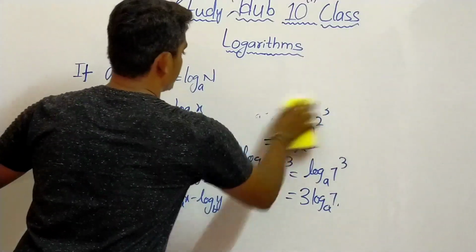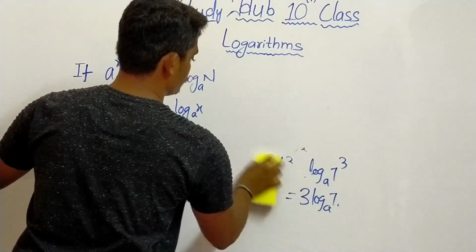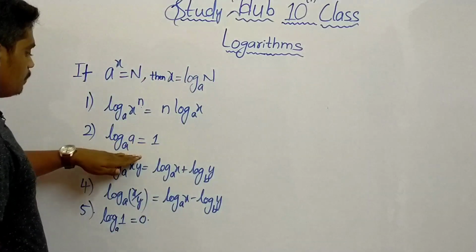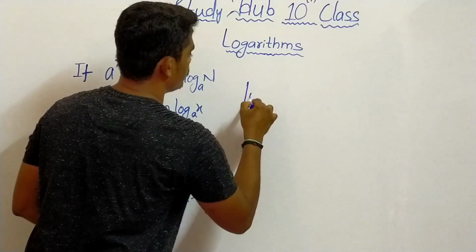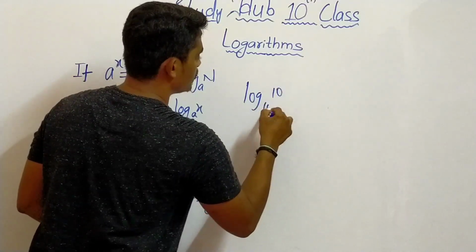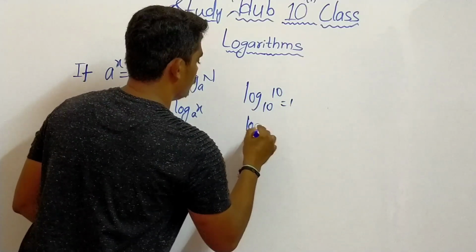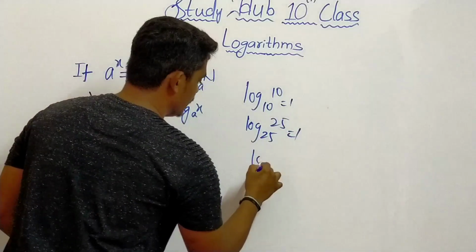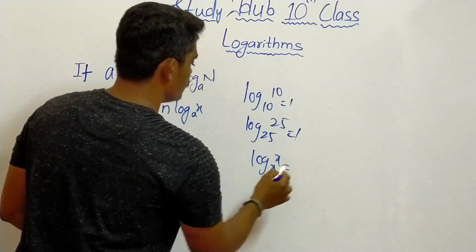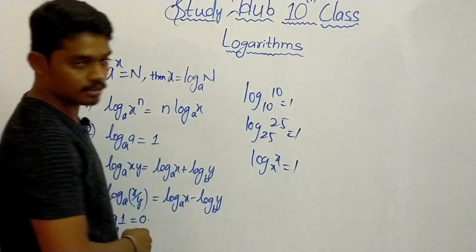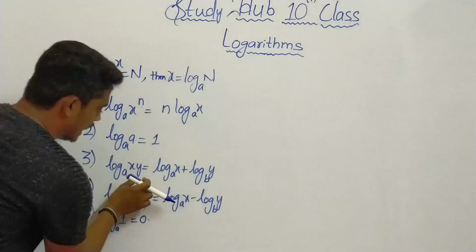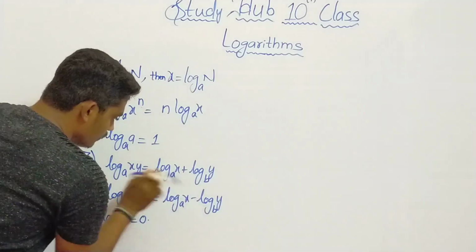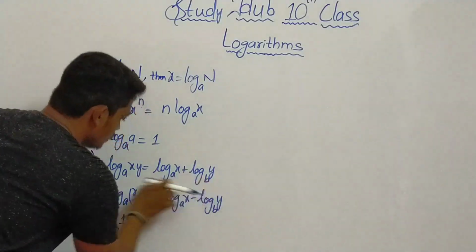Now let us see the second one. Log a base a is 1, like log 10 base 10 is 1, log 25 base 25 is 1. Log of anything to the same base will be 1. Next, log xy, where we have multiplication of x and y inside the log. When we solve this, we get log x plus log y.